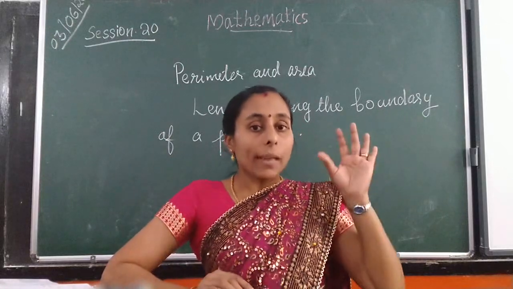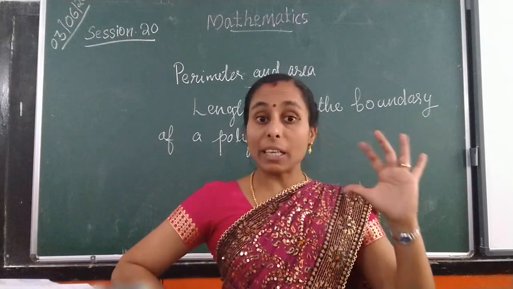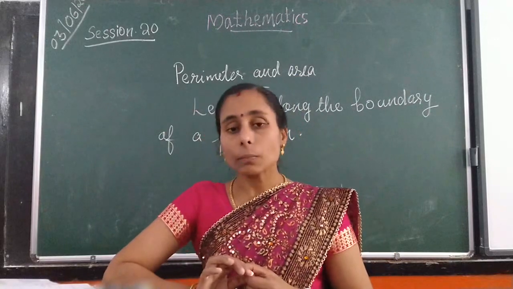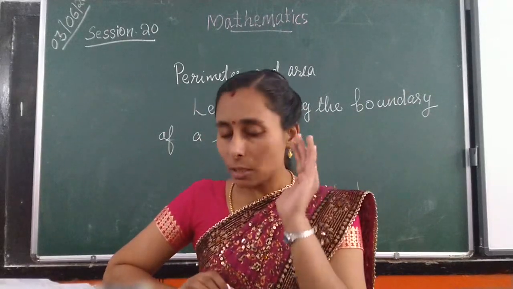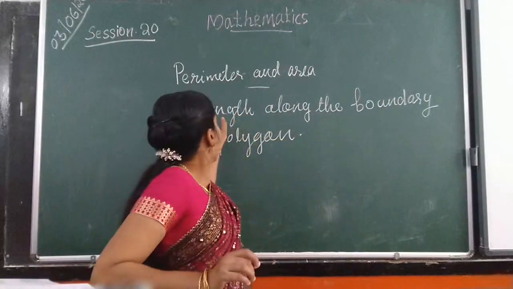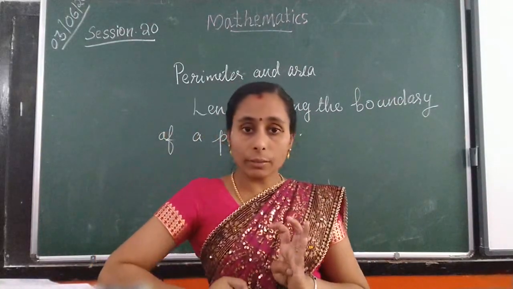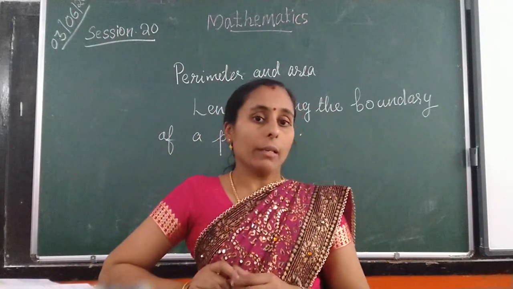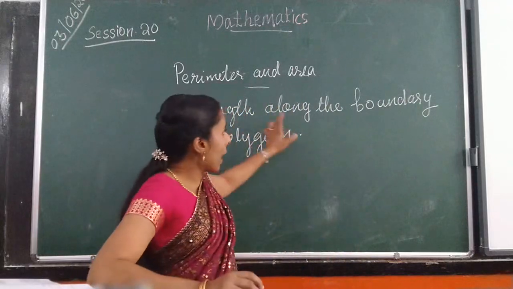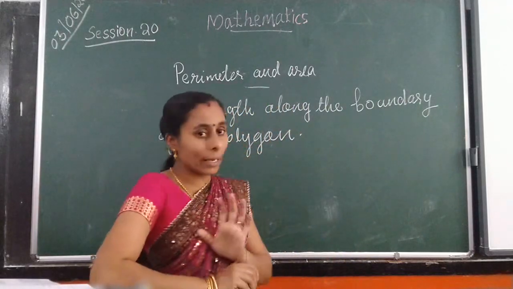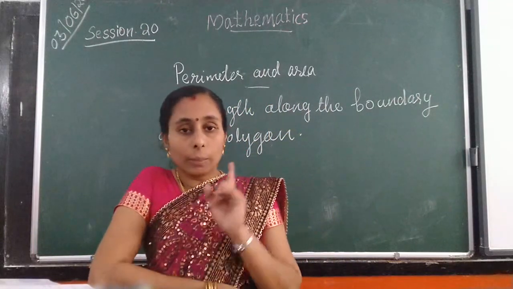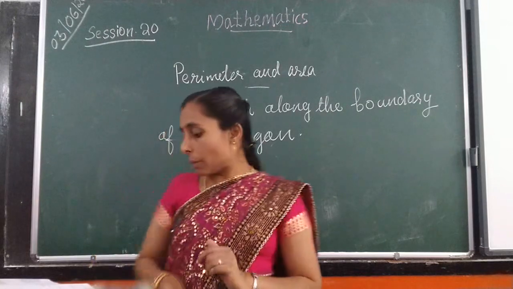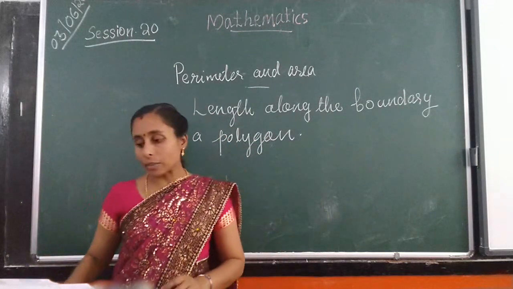Okay, now we are going to learn the perimeter of a polygon. Can you say some examples of polygons? Square, rectangle, triangle, etc. Okay, then what is called perimeter? The length along the boundary of a polygon is called a perimeter.